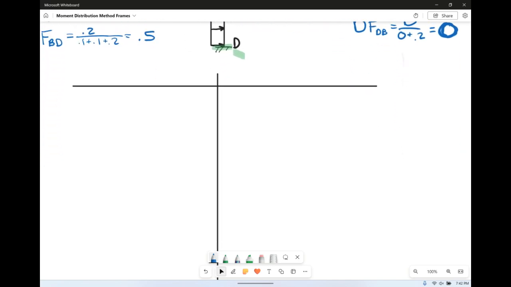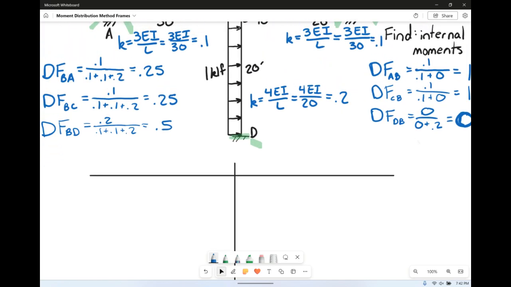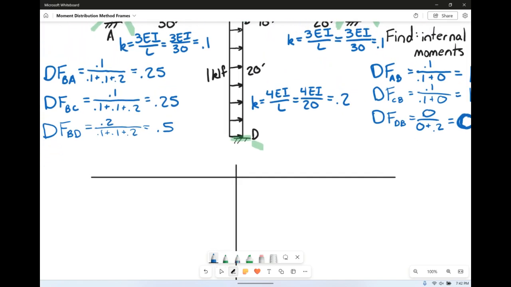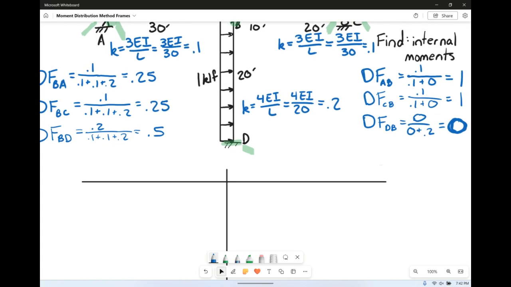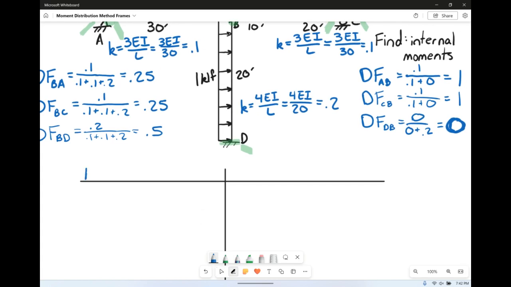Next, what we need to do is place all this information we just found into the chart that we have for our moments. So what we found was at AB, we have a distribution factor of 1. So we've got 1 here. On the BA side, we have 0.25. That's right there. Then going down for BD, it's going to be 0.5.